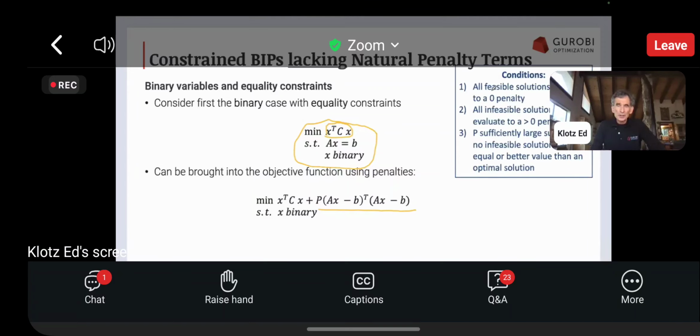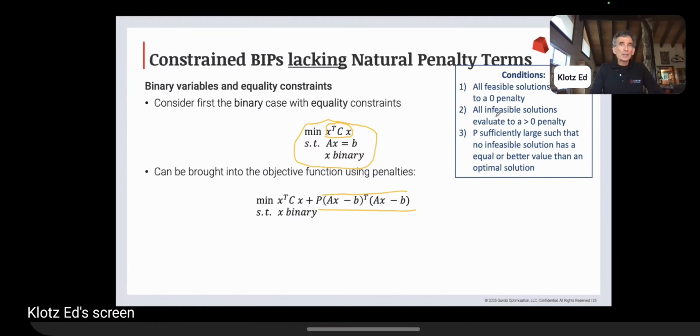We have these three conditions here. So the first two conditions are easy. We can see for any non-zero penalty, if we satisfy these constraints, we pay no penalty. This term evaluates to zero. On the other hand, if we do have violations, we will pay a penalty. So conditions 1 and 2 are easy. The real question is, how do we choose P so that it's big enough so that we aren't attracted to infeasible solutions because they have equal or better objective values than an optimal solution?